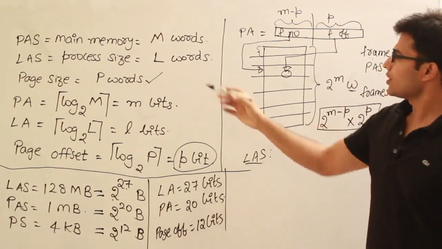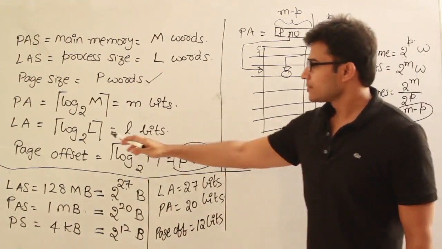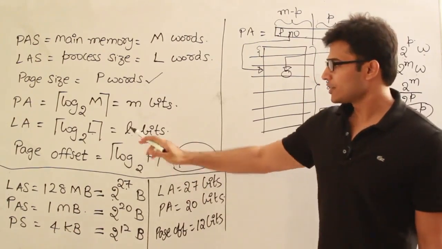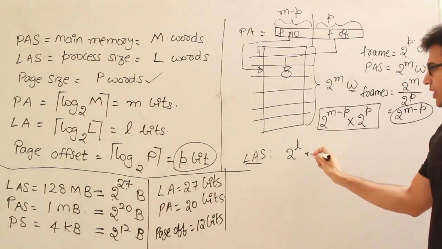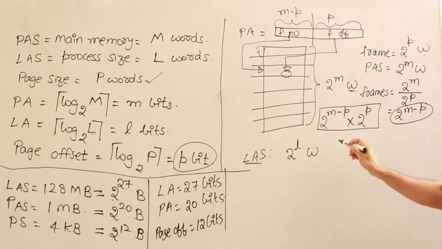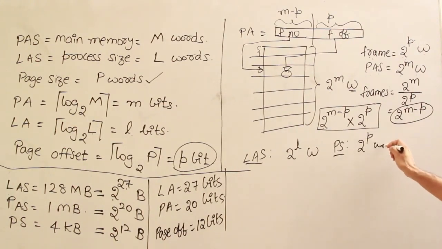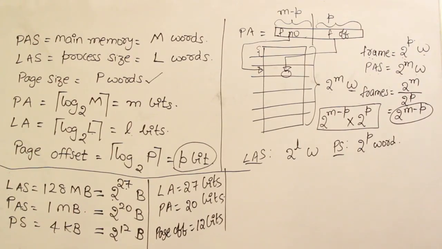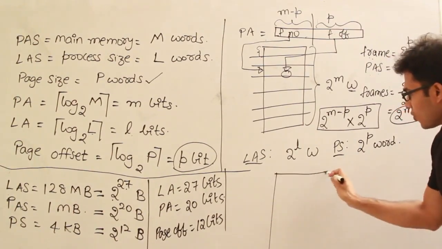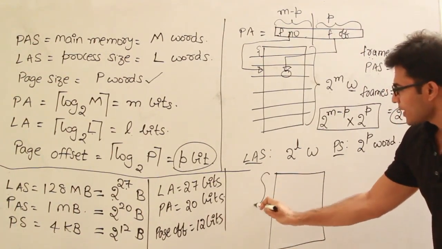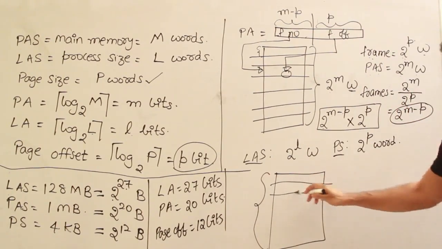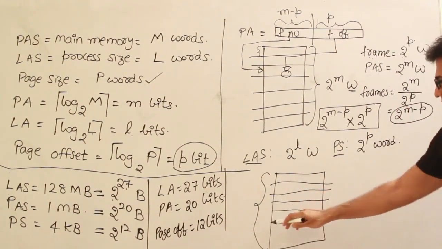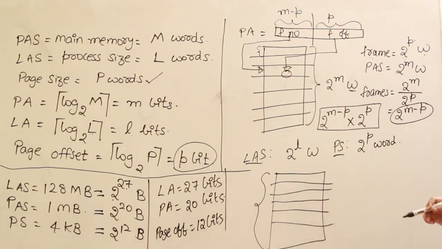If you watch it, what is the logical address space? Logical address space is capital L words and requires small l bits. Therefore, I can write the logical address space as 2 power L words, isn't it? And what is the page size? Page size is 2 power P words, isn't it? What does it mean? Your process, whose size is 2 power L words, is divided into many pages in such a way that each page size is 2 power P words.